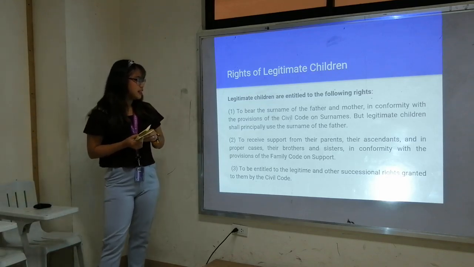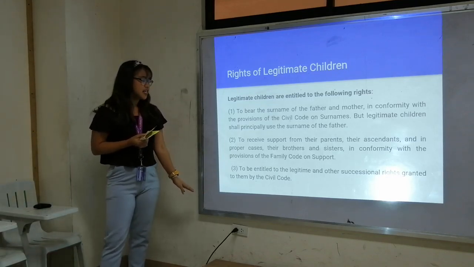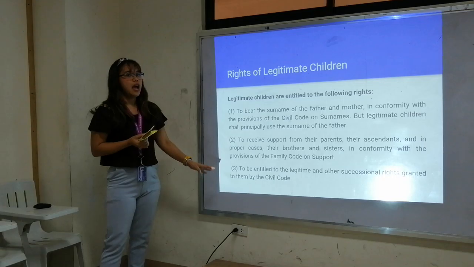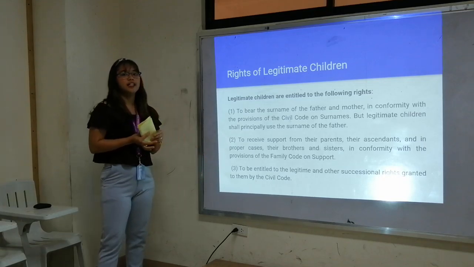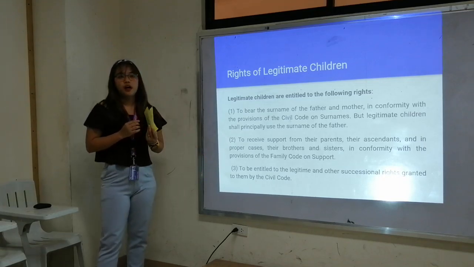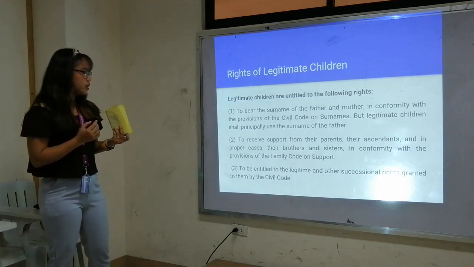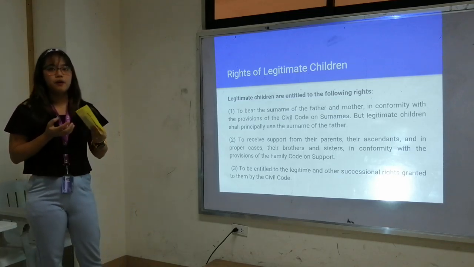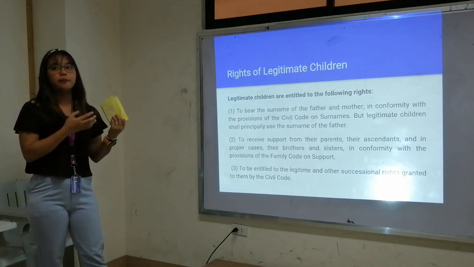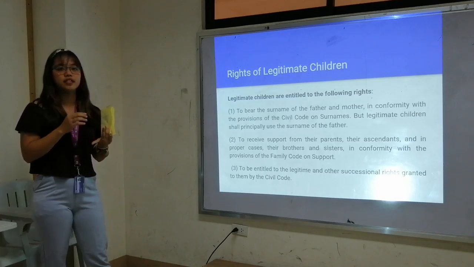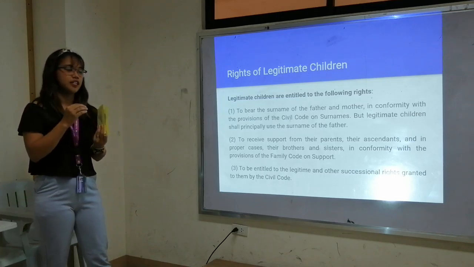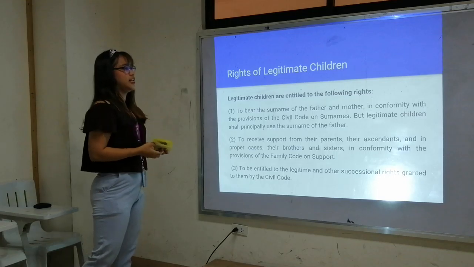In paragraph 3, it is stated that a legitimate child is entitled to the successional rights of his or her parents and family members, such as the grandparents, uncles, and aunts of the legitimate child.